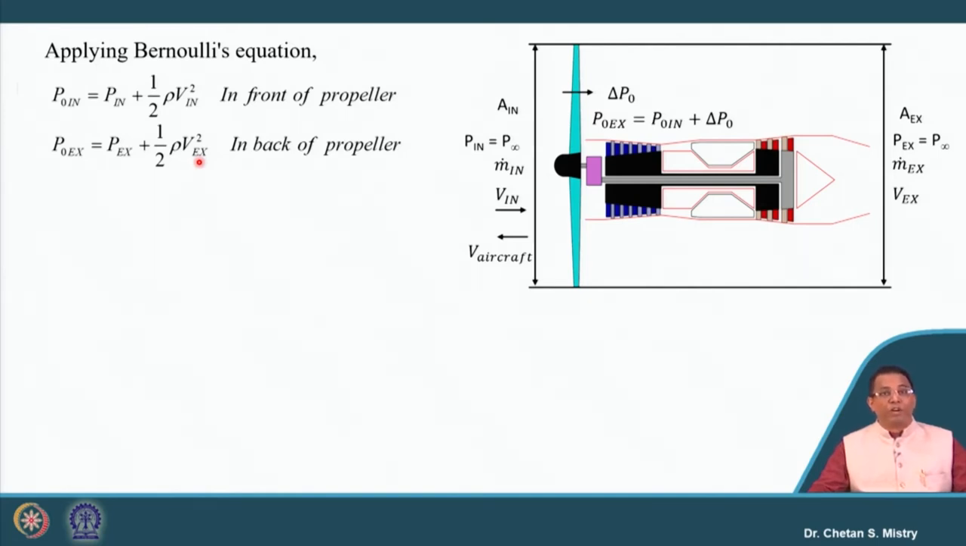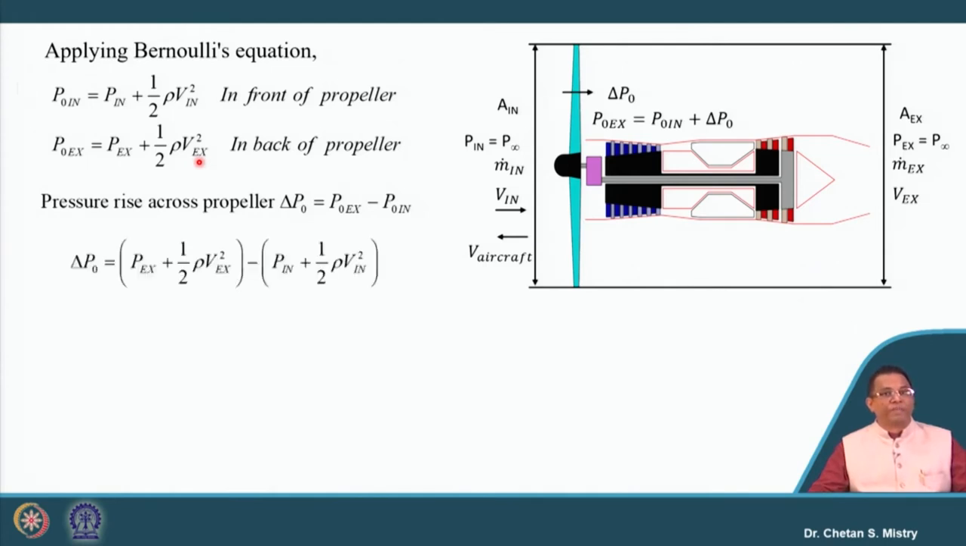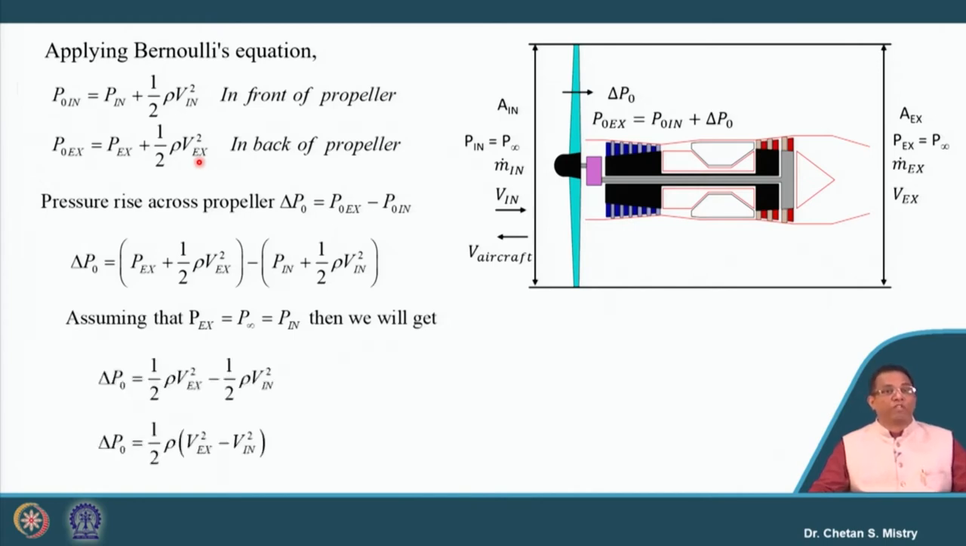Now, we cannot apply Bernoulli's equation across the propeller between the entry condition and the exit condition, as we are representing here. Now let us put this as delta P0. This delta P0 is nothing but outlet pressure minus inlet pressure. If I represent it in terms of the equations we have, it will be given in this form. Suppose I consider my exhaust pressure and inlet pressure to be the atmospheric pressure, then this equation simplifies to half rho times V exit squared minus V inlet squared.